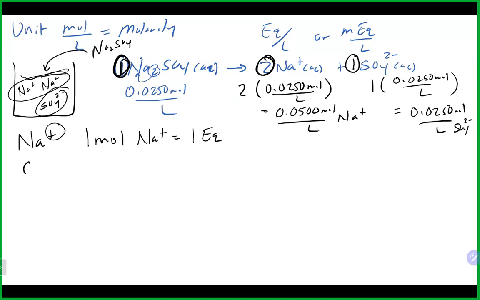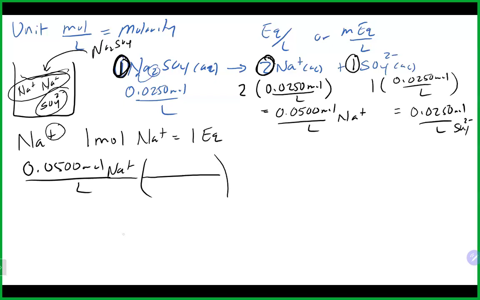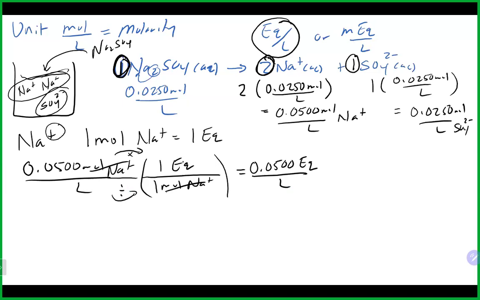So we'll take our concentration of our sodium ion by itself. And again, we're going to do dimensional analysis here. So moles are on top, so we want moles on the bottom. So 1 mole of sodium gives us 1 equivalent here, right? Again, multiplying and dividing, the moles of sodium will cancel, and that will get me 0.05 equivalents per liter. And I have now just converted this into that unit right there. Any questions on that there?